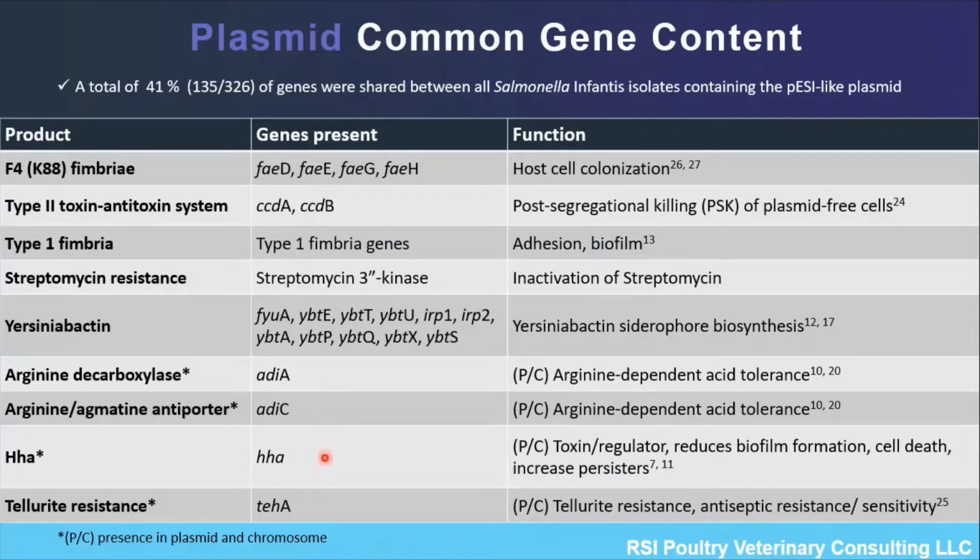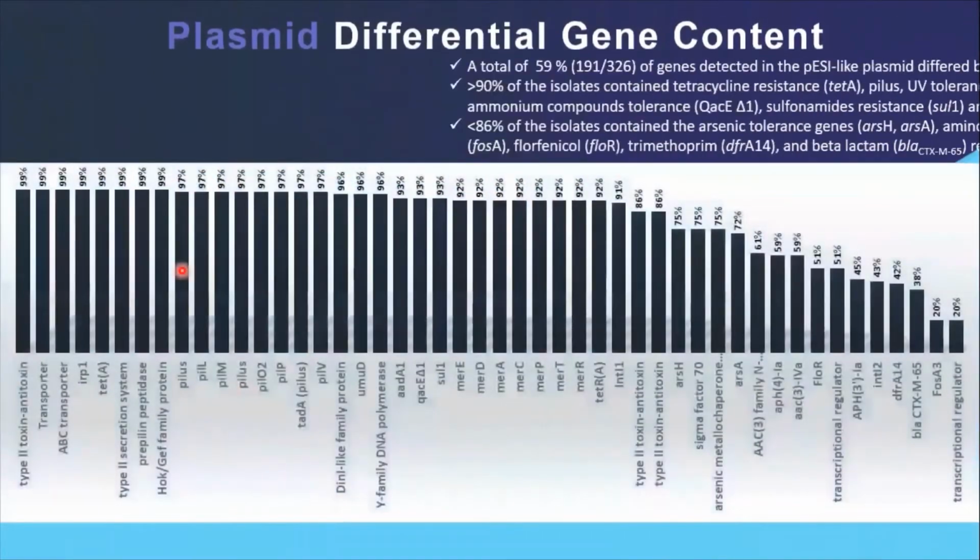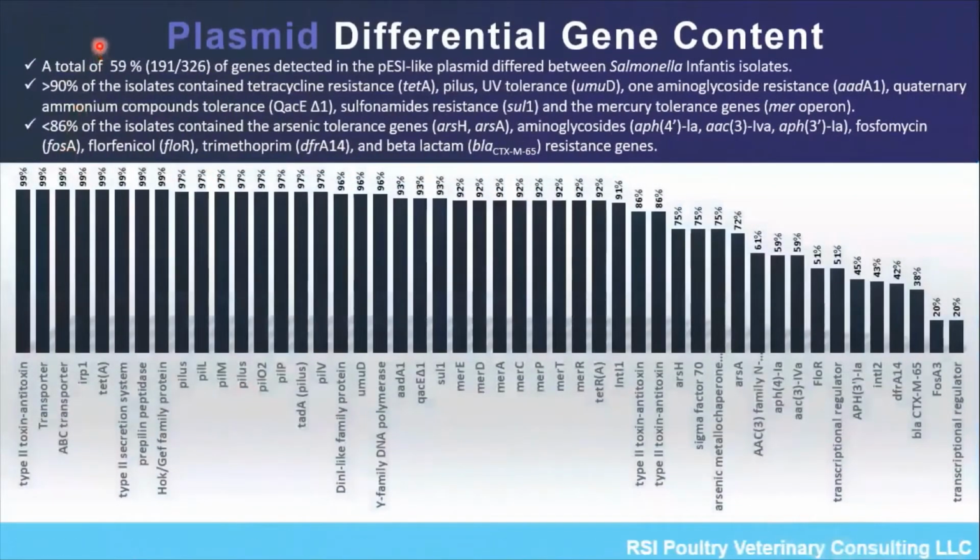The HHA gene affects biofilm formation by repressing type 1 fimbria, and the TEHA gene provides tellurite resistance, and the overexpression of this gene may cause hypersensitivity or resistance to certain disinfectants or antiseptics. A total of 59% of genes in the plasmid differ between the isolates.